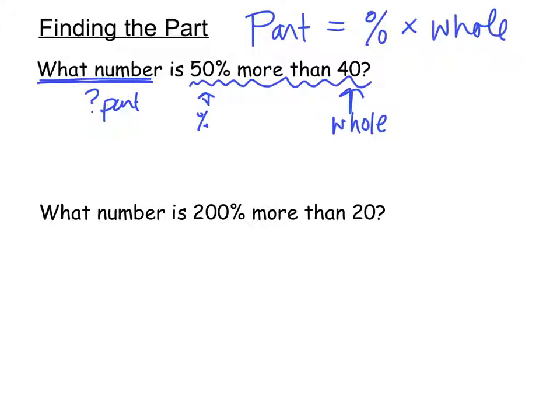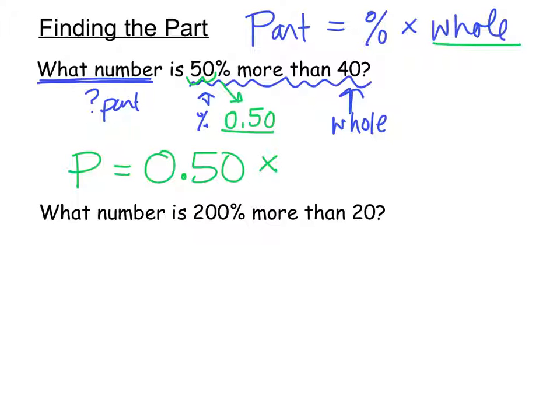So if I was going to put this into the equation, I have part equals, and I don't know it, so I'm leaving it as P, percent. Now 50% as a decimal is going to be 0.50. That's the number that goes in my equation. So I have 0.50 times the whole. In this case, my whole is 40. When we multiply, 50% or half of 40 gives me 20.